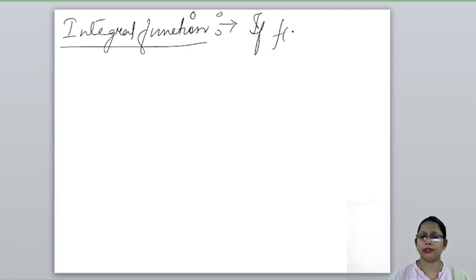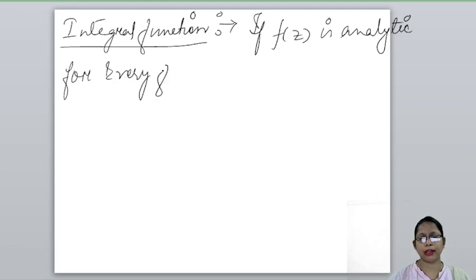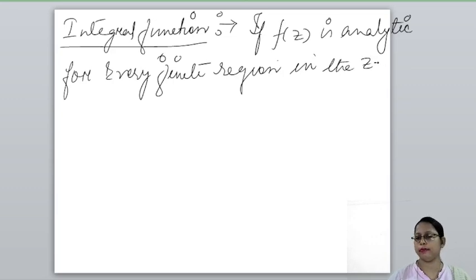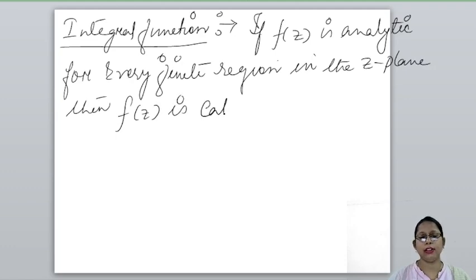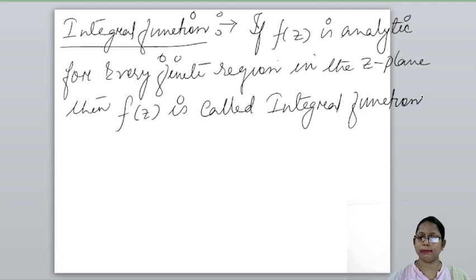If f(z) is analytic for every finite region in the z plane, then f(z) is called an integral function or entire function.